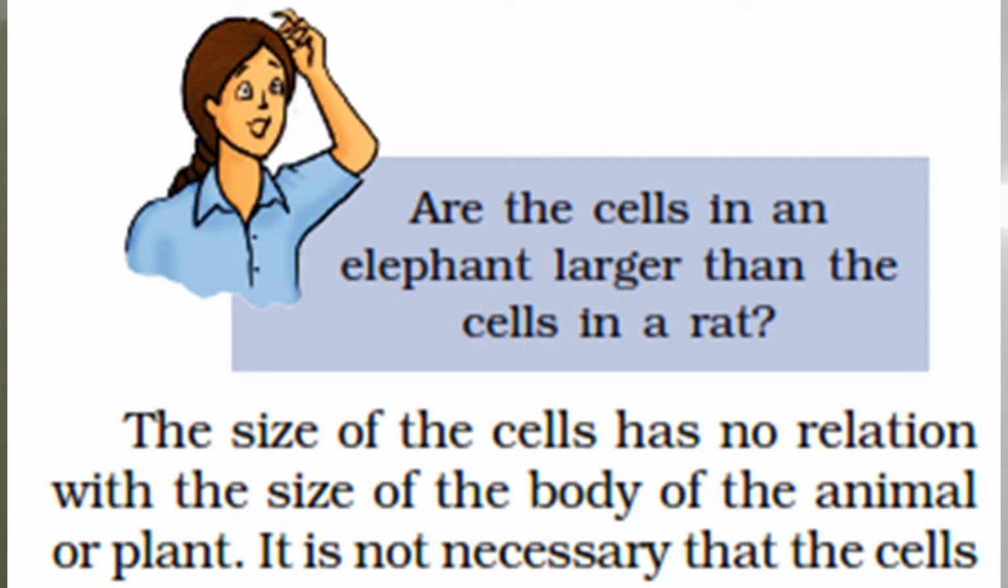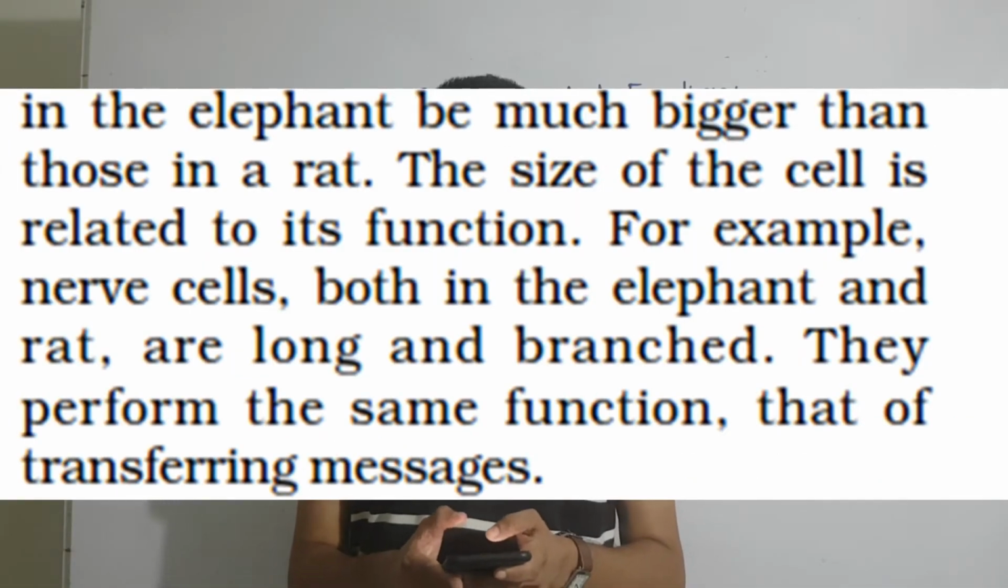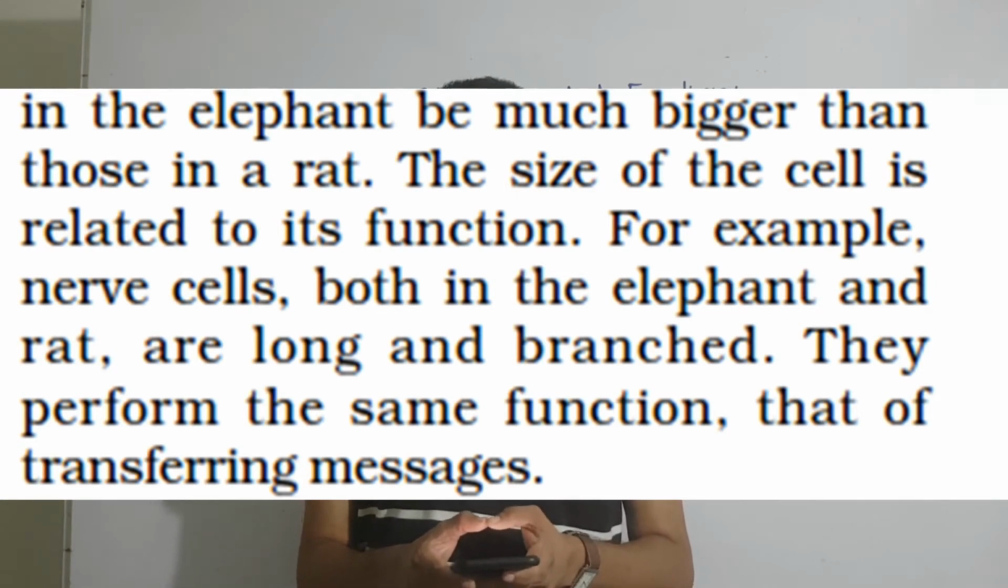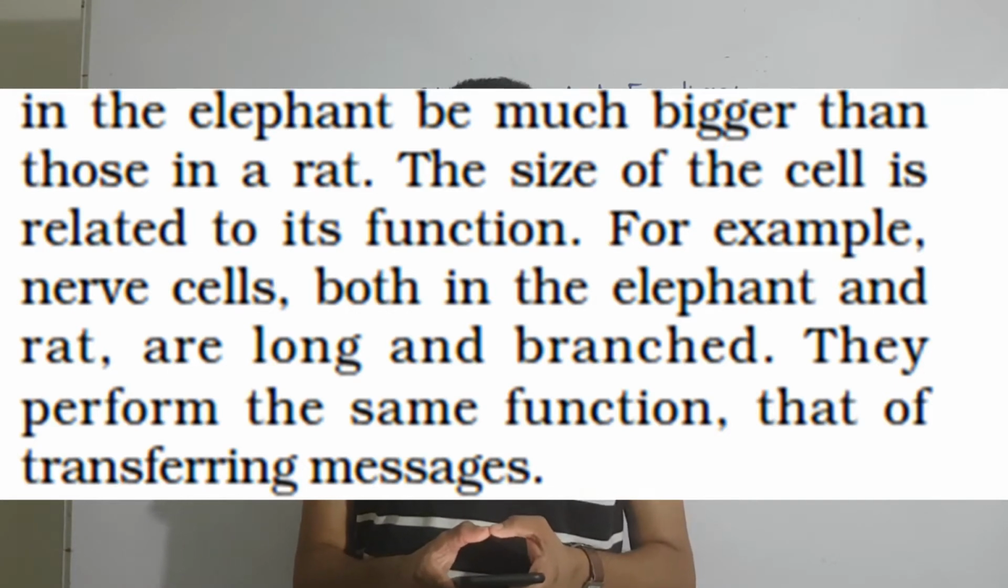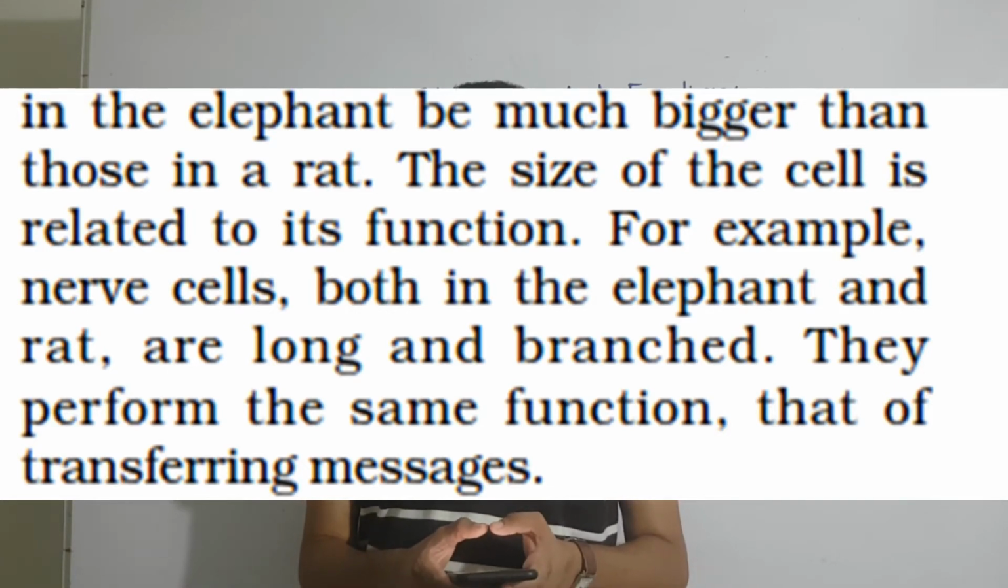or a plant. It is not necessary that the cells in an elephant be much bigger than those in a rat. The size of the cell is related to its function. For example, nerve cells both in the elephant and rat are long and branched. They perform the same function, that of transferring messages.